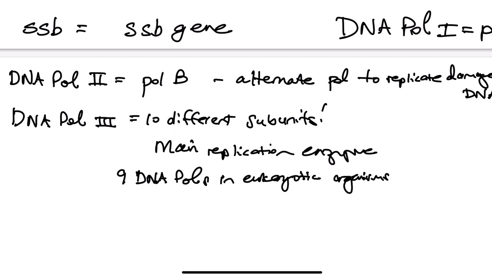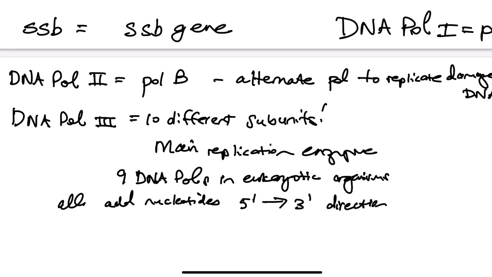But what is interesting about them, all of those pole 3s will add nucleotides in the same fashion. They'll add nucleotides to the growing strand in the 5' to 3' direction only. So what they're responsible for is catalyzing those phosphodiester bonds in the backbone of the DNA molecule.